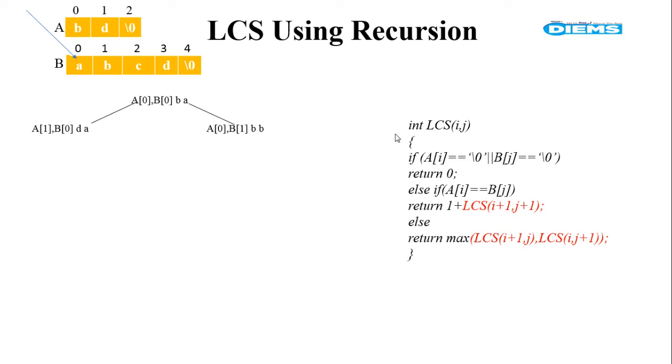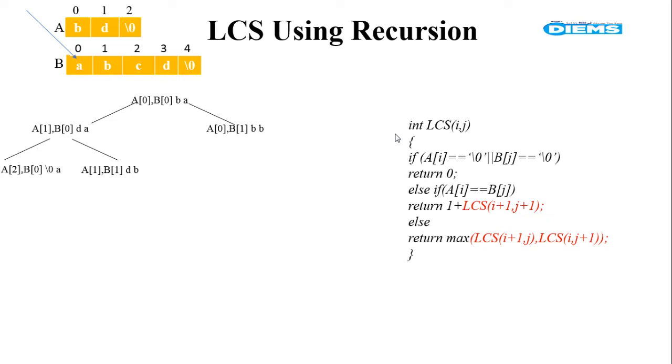So the very first call, a of 0 and b of 0, will produce two calls. In one, the value of i will be incremented, so it will be a of 1 and b of 0, and in the second, the value of i will be as it is and the value of b will be incremented to 1. So we got a of 1, b of 0. What is a of 1? It is d. What is b of 0? It is a. Again, both are not matching. It will go in the else part and it will return the maximum value.